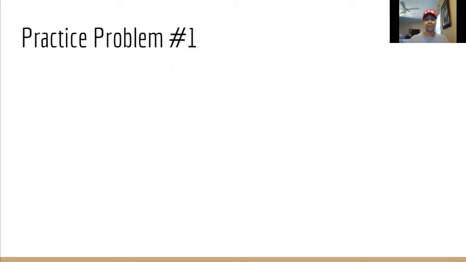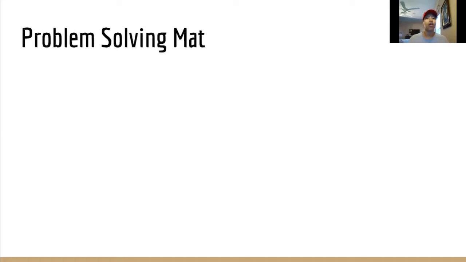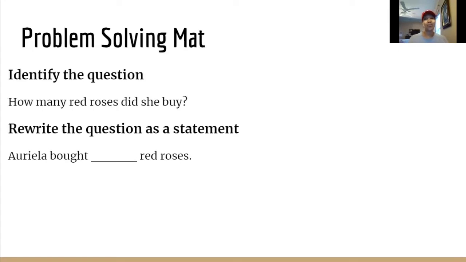Problem number 1. Ariel buys 1 dozen roses. Of these roses, 3/4 are red and the rest are white. How many red roses did she buy? Let's look at our problem solving mat and complete it with the information that we do know. The question that was asked, how many red roses did she buy? That question restated could be written, Ariel bought blank red roses.